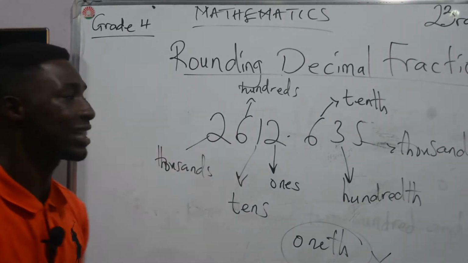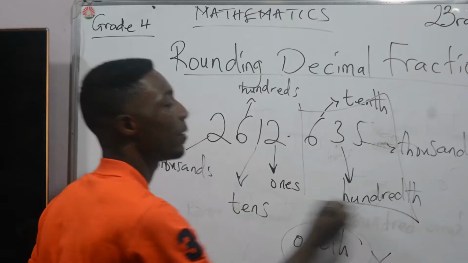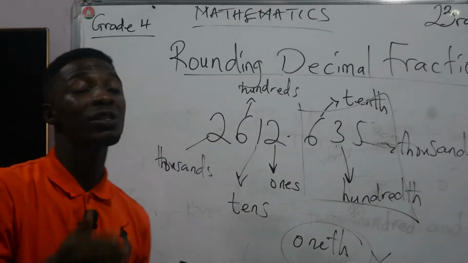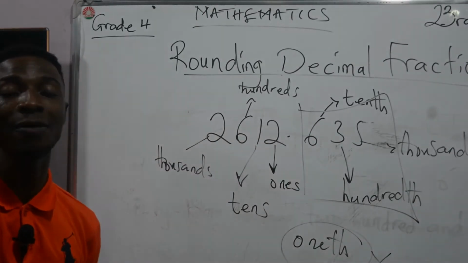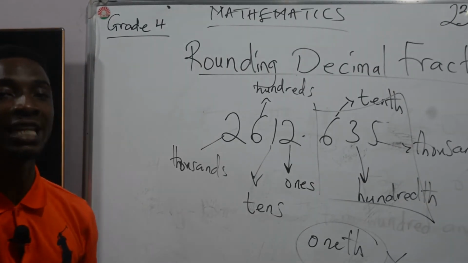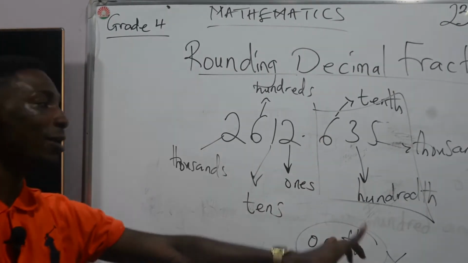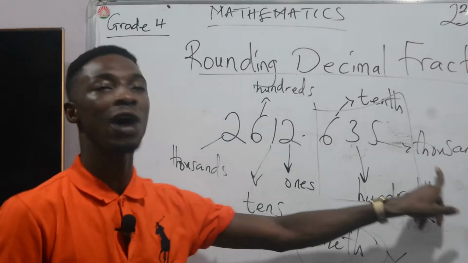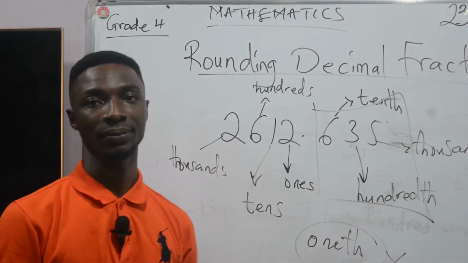And in this lesson, we are interested in the decimal places. We have done rounding to the nearest tens, to the nearest hundreds, to the nearest thousands. Now we are going to round to the nearest tenth, nearest hundredth, nearest thousandth, and so on.